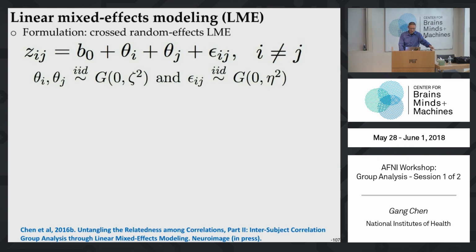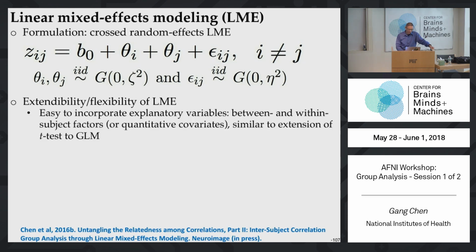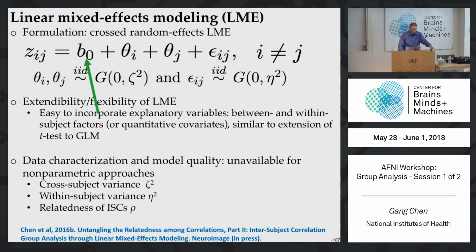With that model, it's very convenient. Whether you have one group or two groups, or even when you have covariates, the linear mixed effects model is more adaptive. We also did simulations to show that the false positive rate control is pretty good. So that's the inter-subject correlation part.